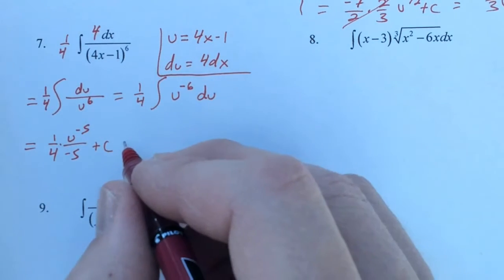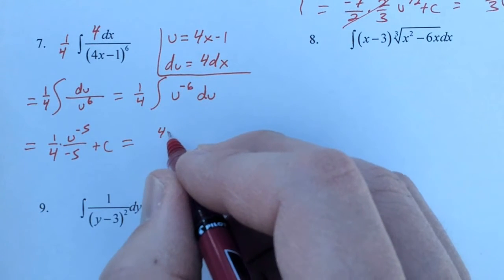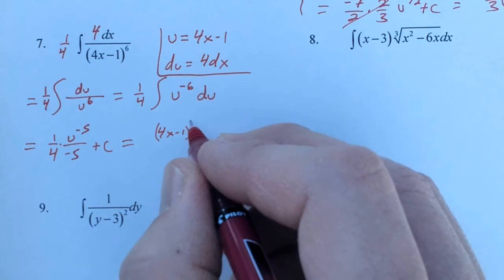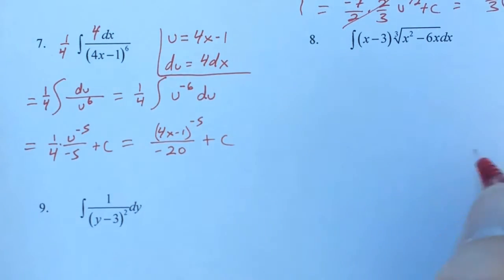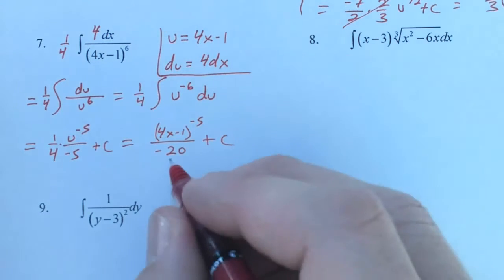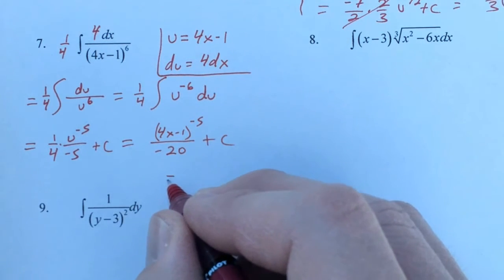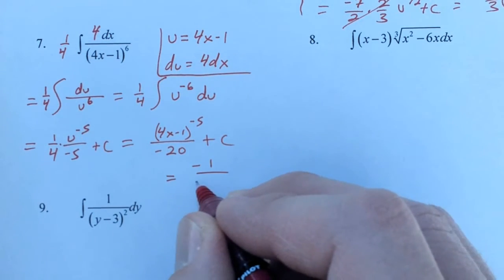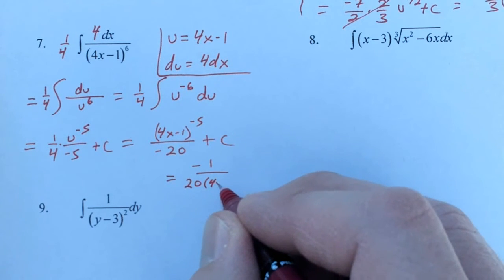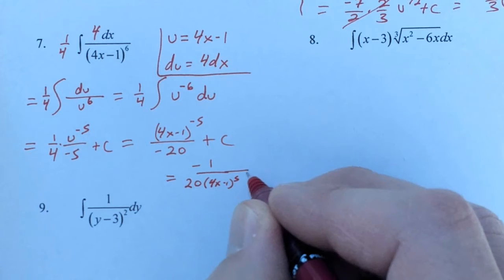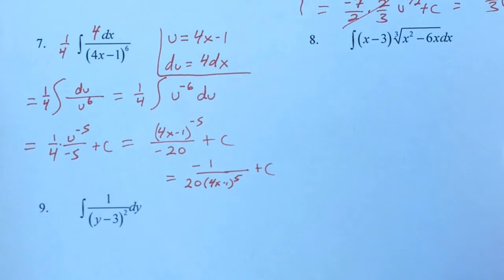So what we end up having here is 4x minus 1 to the negative 5 over negative 20 plus c. And you can write your answer like that, or just be aware that this is also equal to, let's move our negative sign up front, negative 1 over 20 times the quantity 4x minus 1 to the 5th. The 5 can become positive if it moves down into the denominator. This answer is good, that answer is good.